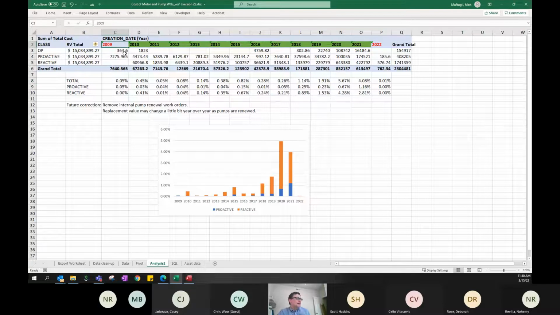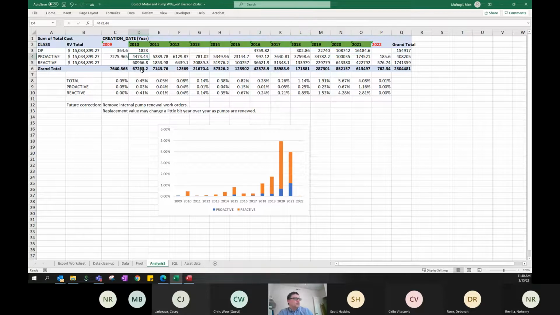And the 2009 data was kind of sporadic. There weren't any reactive work orders, which is super surprising. They obviously exist. So I took 2009 out. And then there's 2022 as well. That's super new, so there's not much there either. So I want to really just focus on this little stretch here in the middle.